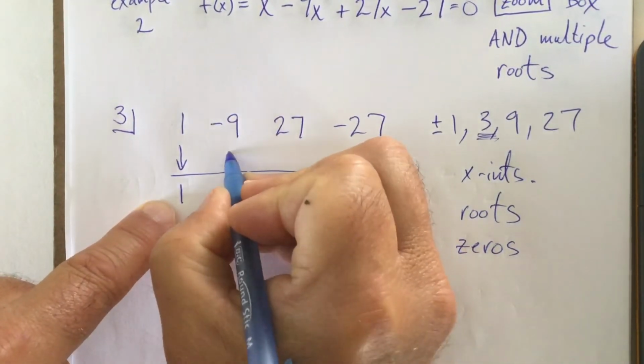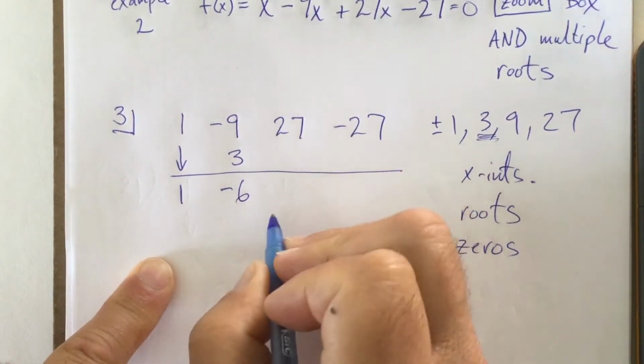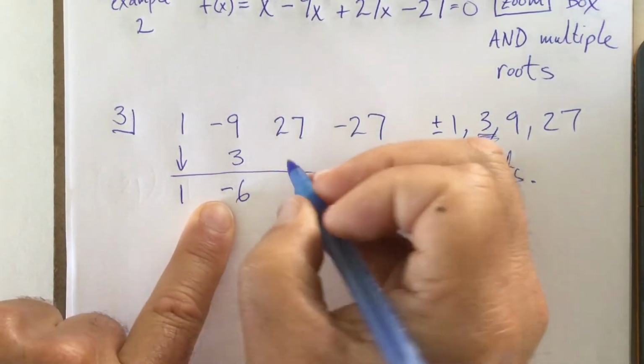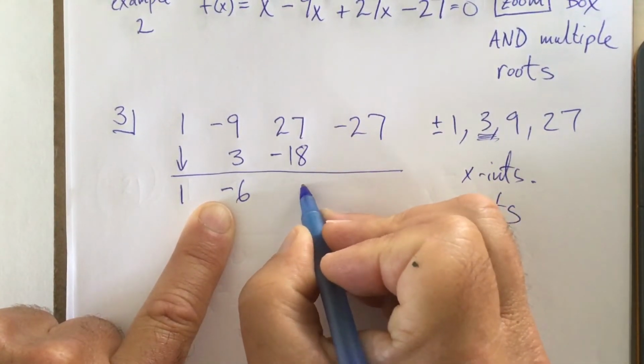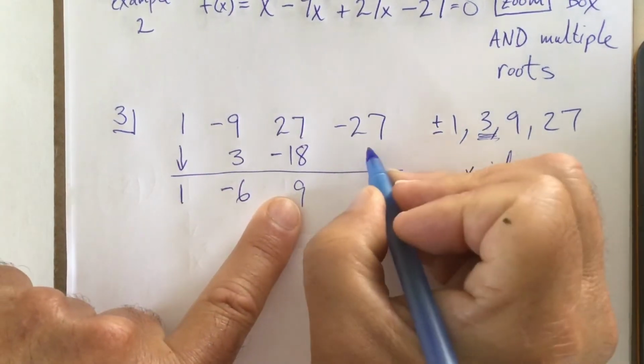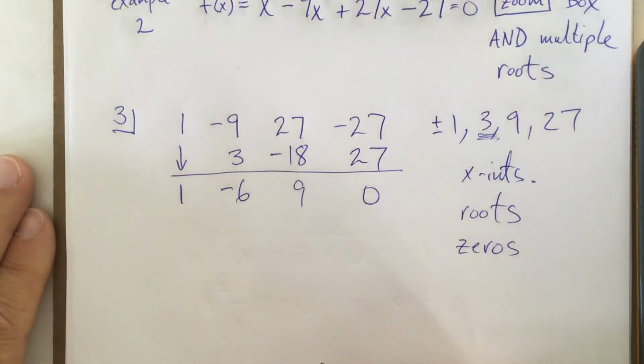1 times 3, 3. Add down, I get what? -6, it looks like. 3 times -6, I get -18. That's going to give me a 9. 3 times 9, I'm going to get 27. Hey, that is what I was supposed to find. So I know one of my answers is 3.